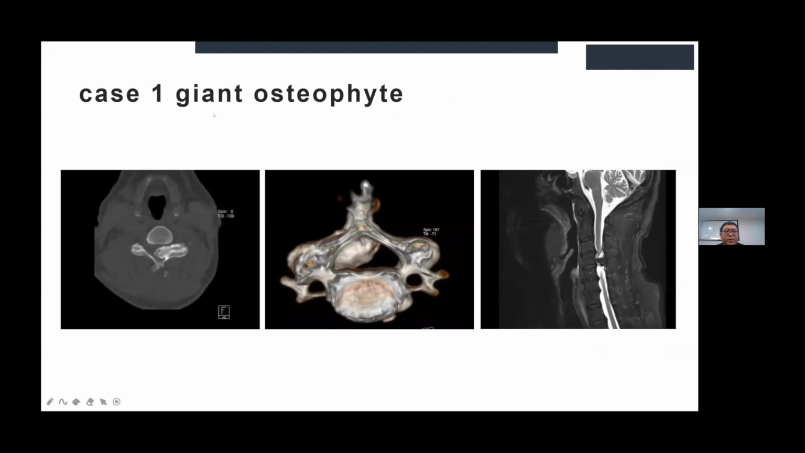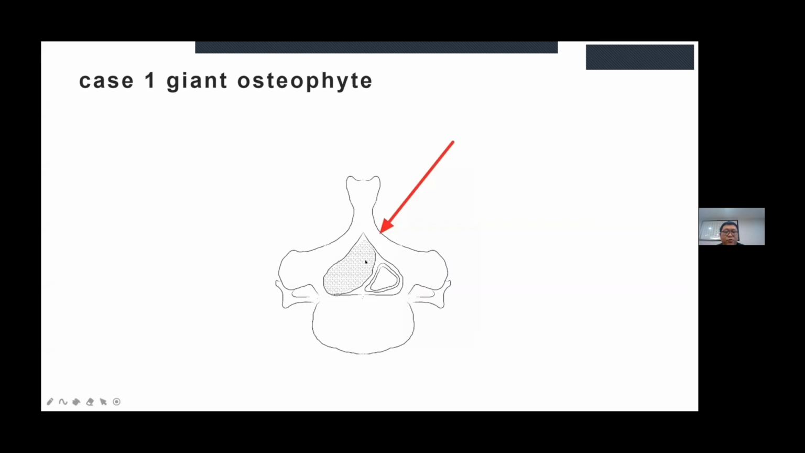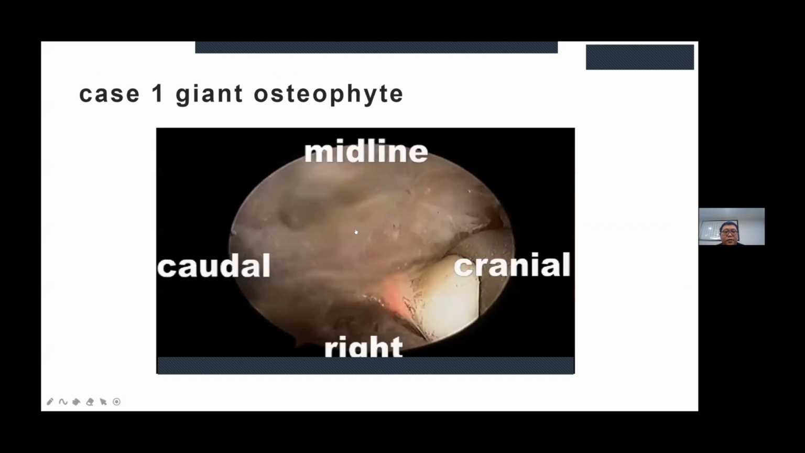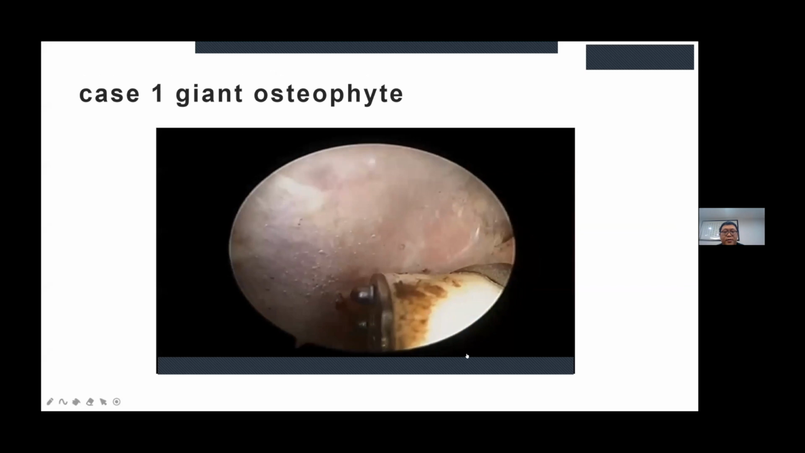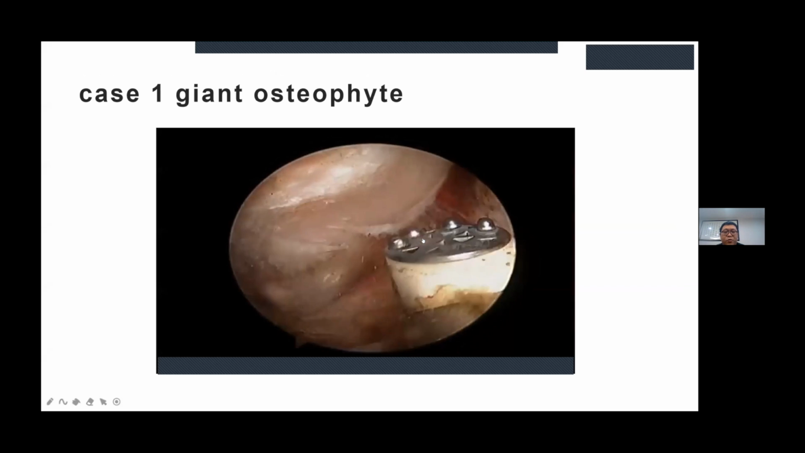Case one is a giant osteophyte. You can see the huge osteophyte. I will do the contralateral approach to remove this osteophyte. The above is midline, the below is the right side. I expose the lamina.